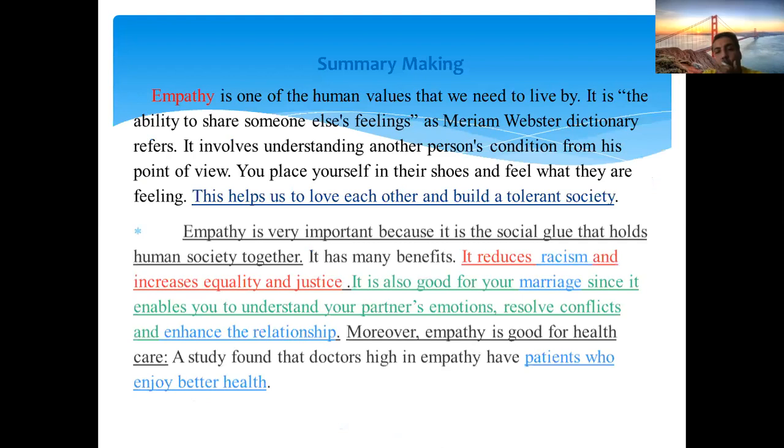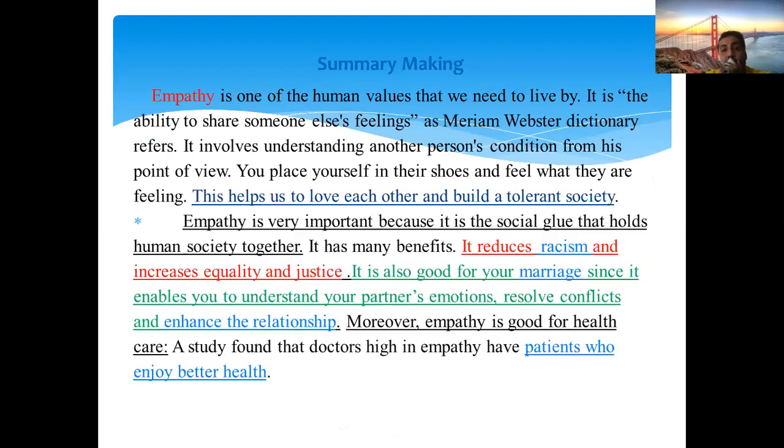So let's go back to our text. Our question was, what is the importance of empathy? Here, I underlined the most important. We have about 6 answers here.